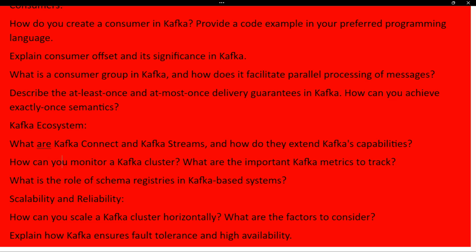The next question is, what is a consumer group in Kafka and how does it facilitate parallel processing of messages? Describe the at-least-once and at-most-once delivery guarantees in Kafka. How can we achieve exactly-once semantics? So these are all very important questions for freshers and experienced candidates.